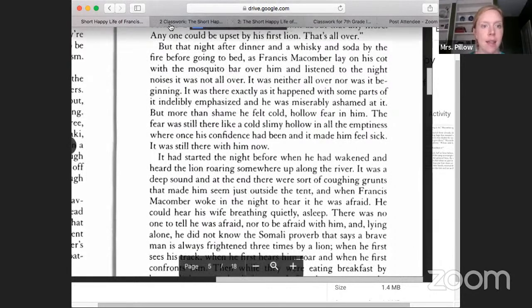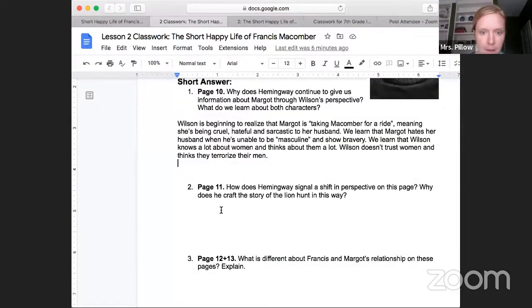Exactly. Okay, let's add that into our classwork. So how does Hemingway signal a shift in perspective on this page? So let's restate that question.